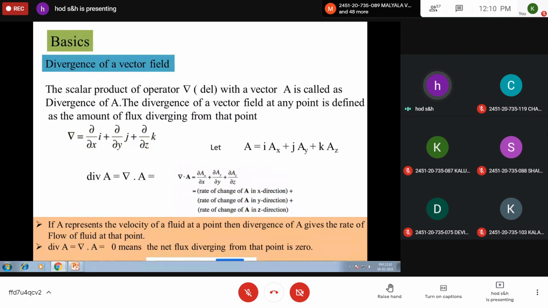So if a vector represents the velocity of the fluid, then the divergence of that vector will give you the rate of flow of fluid. Divergence of A equal to 0 means the net flux diverging from that point is 0. This is the divergence of a vector field. And the second one is curl of a vector.